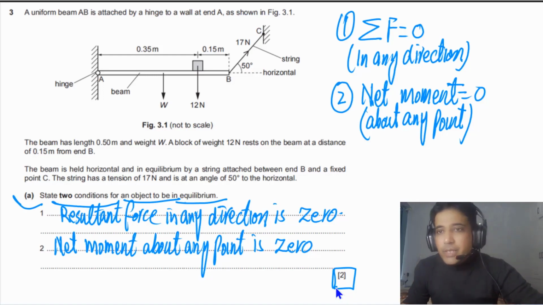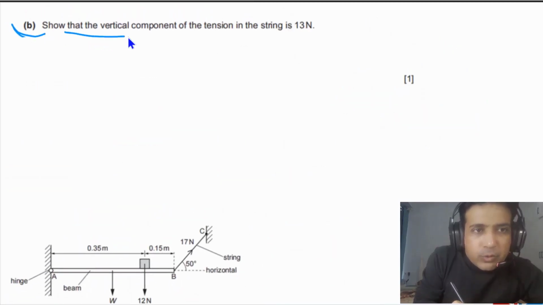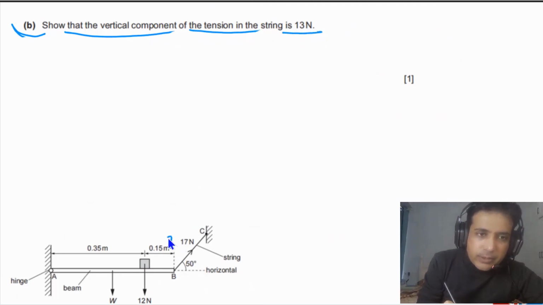I mean, if you write down the first one, you will get 1 B mark, and if you have written the second one, you will get another B mark. For part B, we need to show that the vertical component of the tension in the string is 13 newtons. And you can see value of tension is given to us, that is equal to 17 newtons in this case, and we need to find out its vertical component. So this is the horizontal component, and this one is the vertical component.